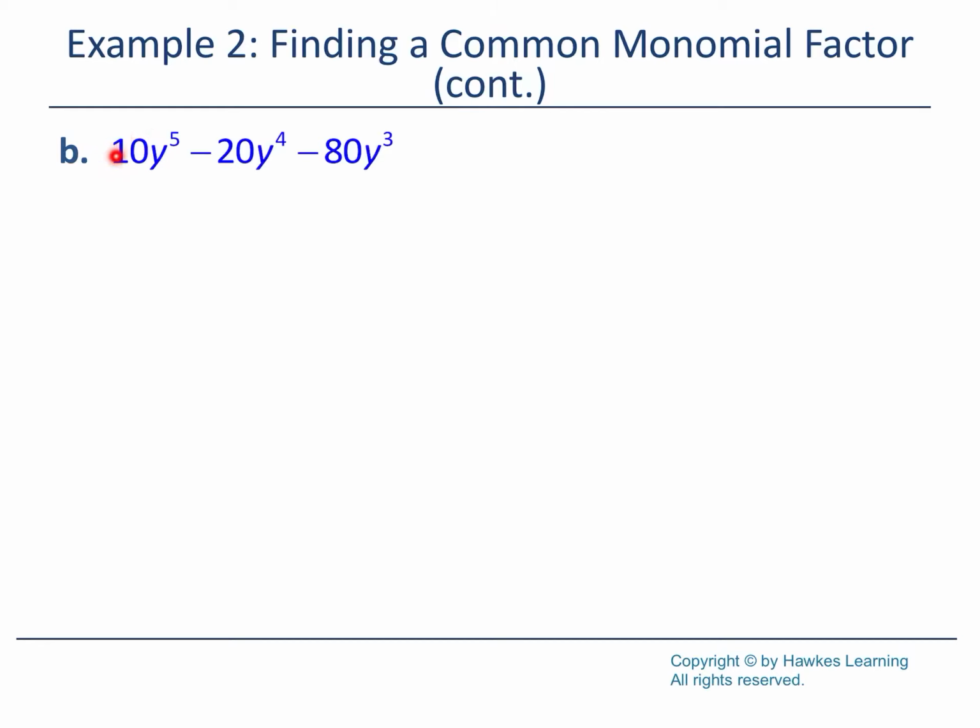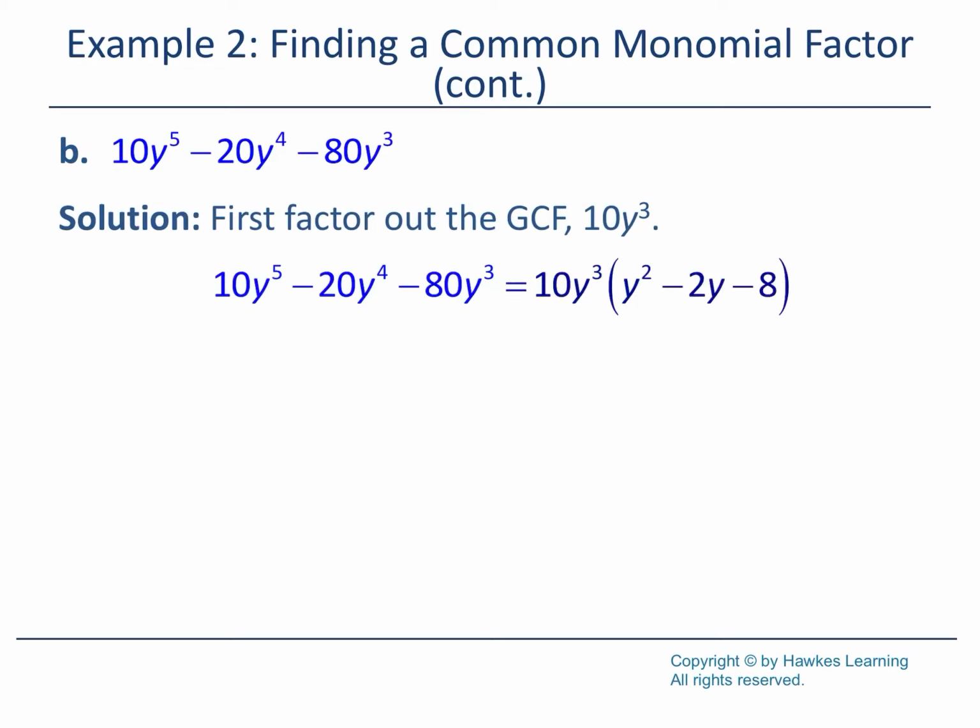Okay, so hopefully you saw that 10, which is this one, goes into all of them. So 10 is the greatest common factor of the numbers. And then the y's, if you notice, y cubed is the smallest one, and y cubed would come out of everything. So the greatest common factor is going to be 10y cubed. So if you factor that out of everything, you should have ended up with y squared minus 2y minus 8.